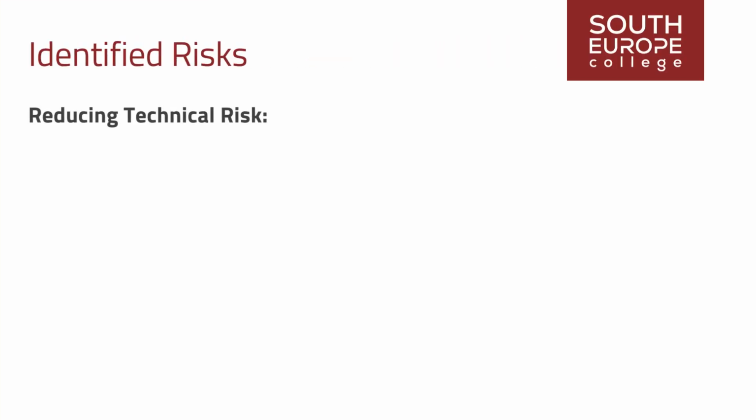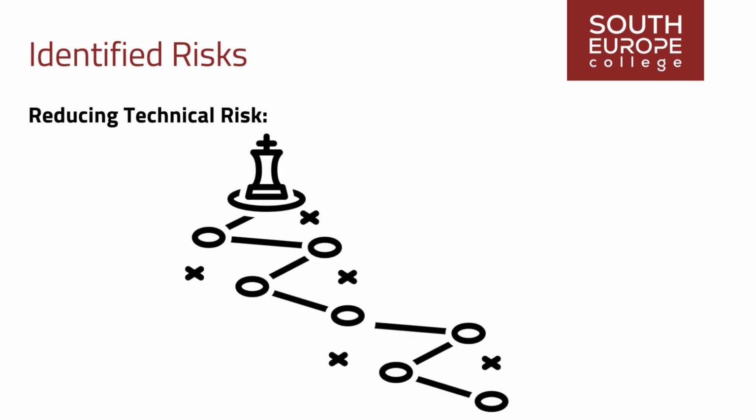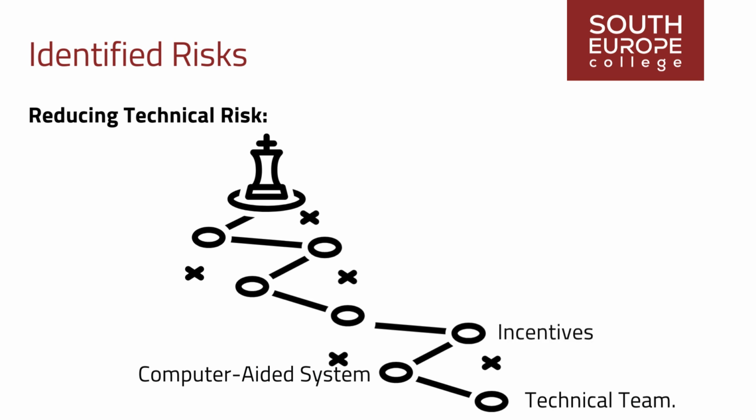Reducing technical risk. To mitigate technical risk, which encompasses both likelihood and impact, several strategies can be employed. Assemble the best technical team. Utilize mature computer-aided system engineering tools. Provide incentives for the technical team's success. Engage outside specialists for critical reviews and assessments. Conduct extensive tests and evaluations.